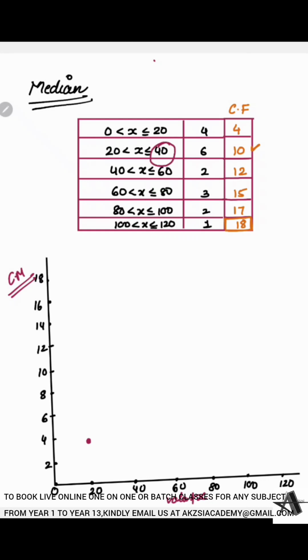Next, 40 and the corresponding cumulative frequency, which is 10. So 40 and 10. Then 60 and the corresponding 12.